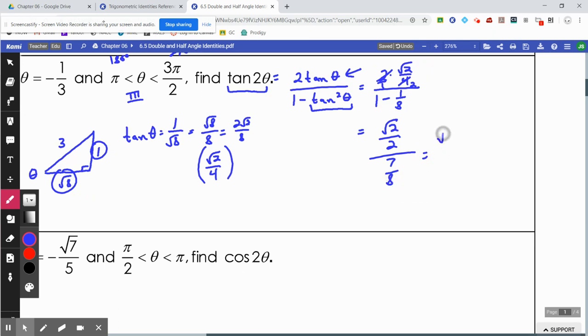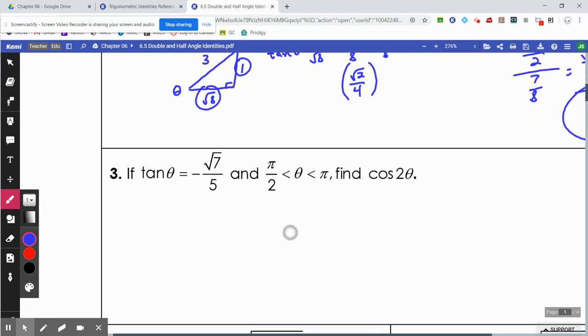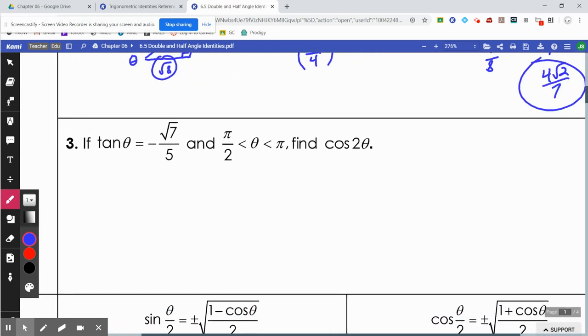Let's flip and multiply. That's going to be √2 over 2 times 8 over 7. Cross cancel leaves you with a 4 and a 1. So that gives you 4√2 over 7. That's the tangent of the double angle. Okay, the next one, number 3. It says if the tangent is equal to negative √7 over 5 and you're between 90 and 180, which is going to be quadrant 2, find the cosine of 2 theta.